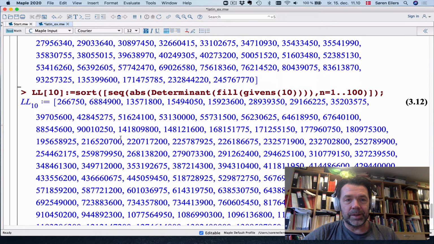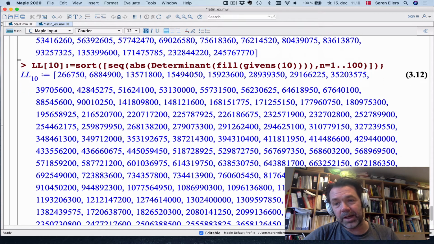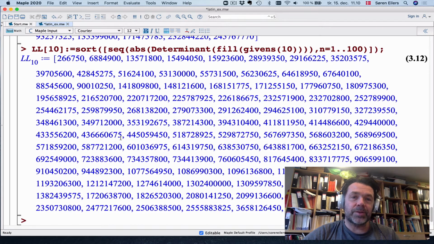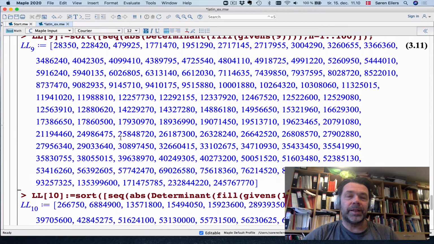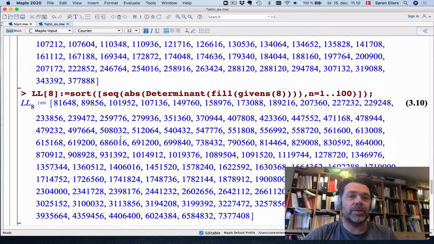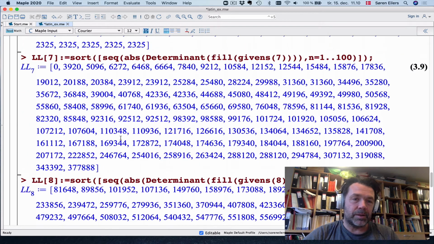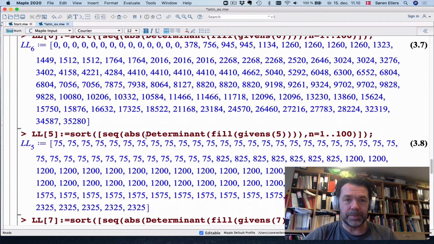This is a number here which is divisible by 5 again, and so on. And so clearly you can start making conjectures about, say, the biggest common divisor, the greatest common divisor of all these numbers that we're seeing.